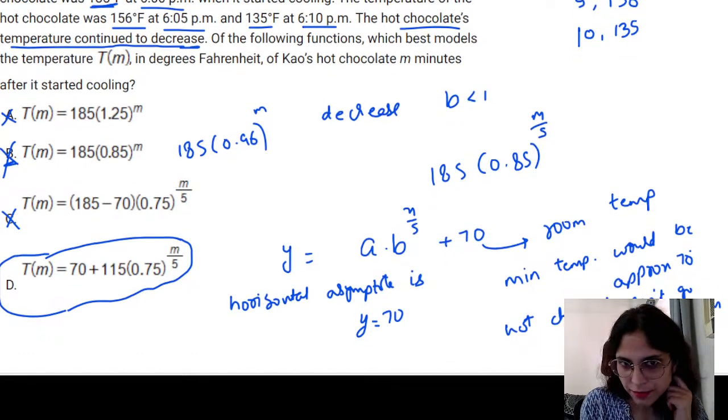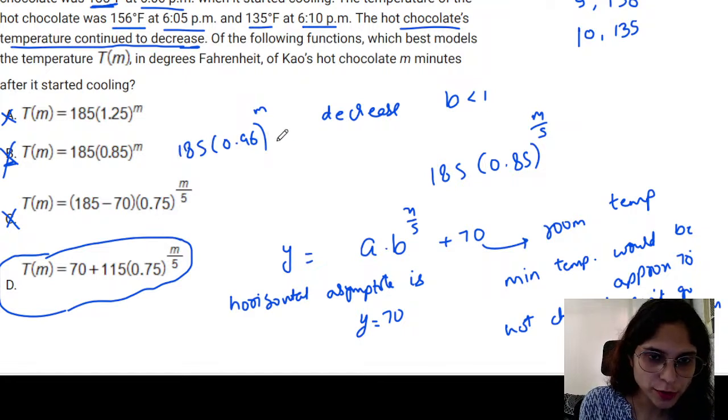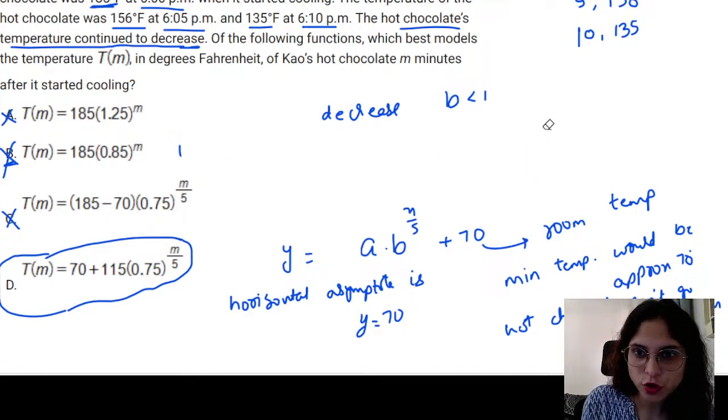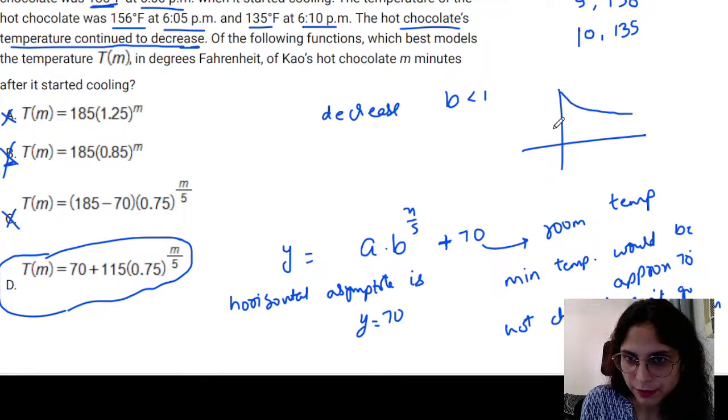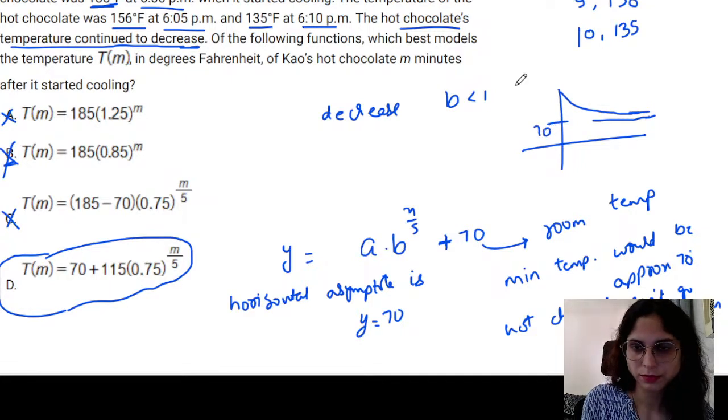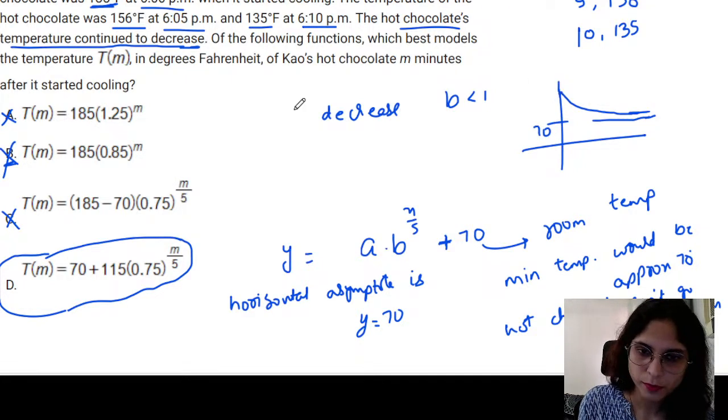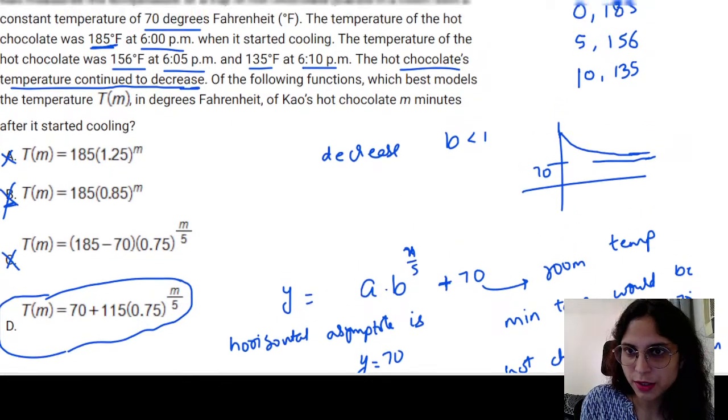I hope I'm making sense. So this could have been the first option, but over here this means that the horizontal asymptote is 0. So this is not correct, because the temperature is dropping down. It can drop down to only 70. So you have to add this 70 over here, because this is going to be the graph. Got it? That is why none of the options were coming correct. And why are we doing x over 5? Because you're taking every 5 minutes.